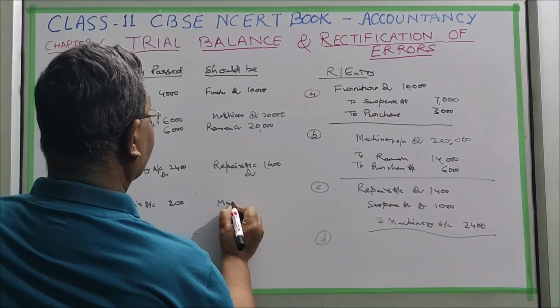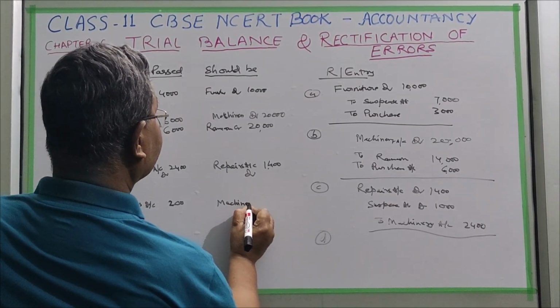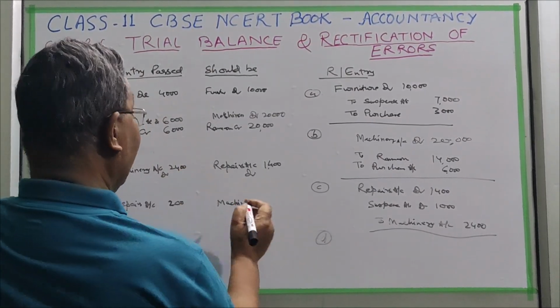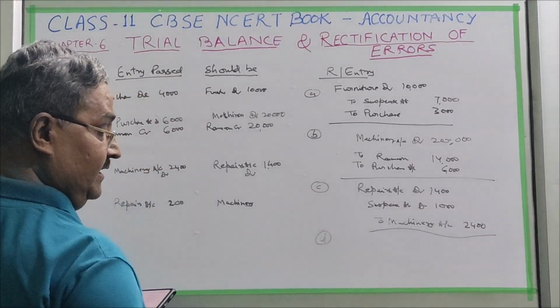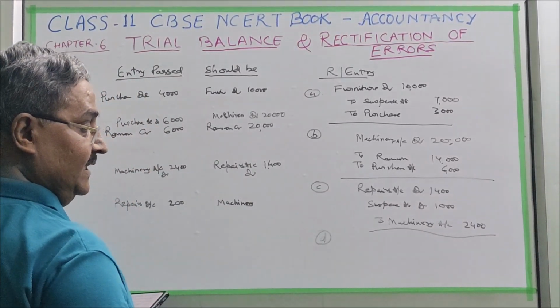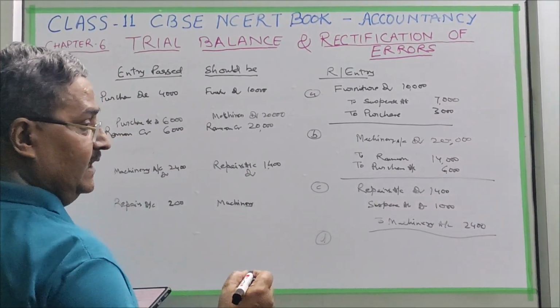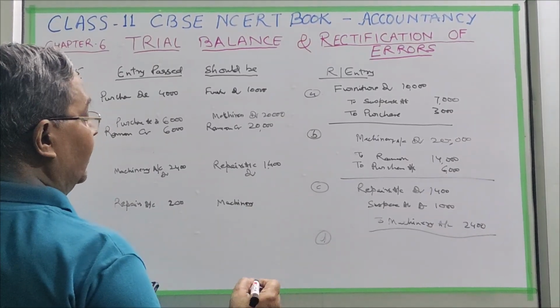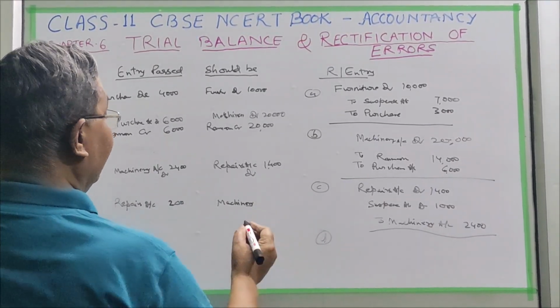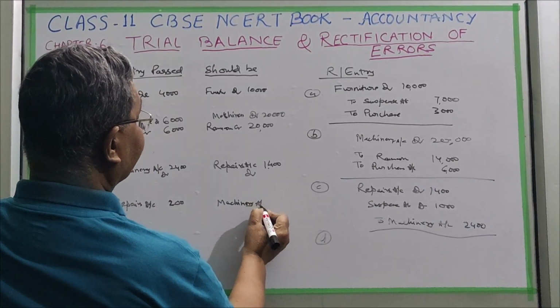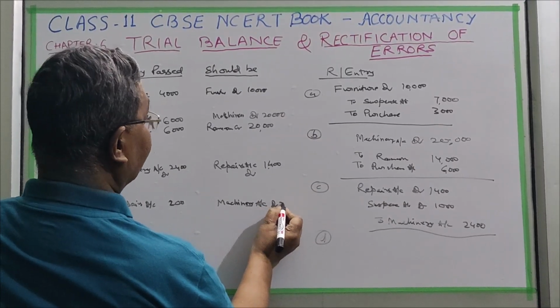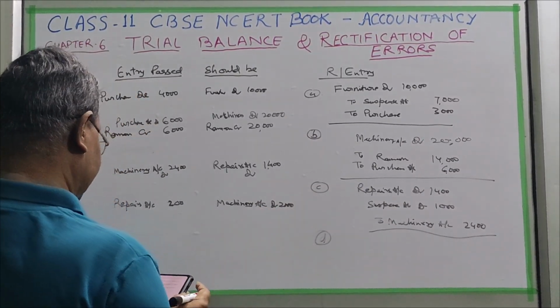It should have been machinery account, because it is second-hand machine overhauling. Before the start of the machine, whatever expenses there are, they will be part of the cost. It is the costing rule. So machinery account debit 2,000. You should have done it.